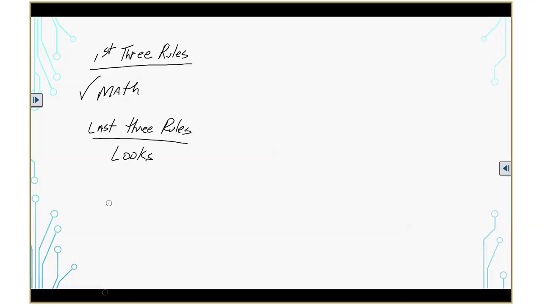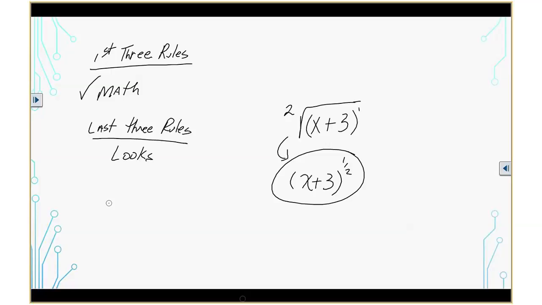Oh, let's do another one. Let's do one more on the rational exponent. About the square root of x plus 3. What's that? X plus 3 to the what? 1/2 power. Exponent over index. What's the exponent of that parenthesis? 1. What's the index? 2. 1 over 2.